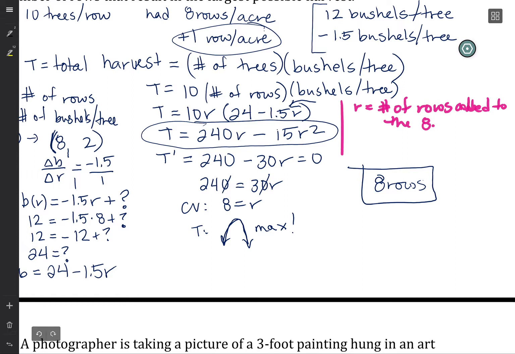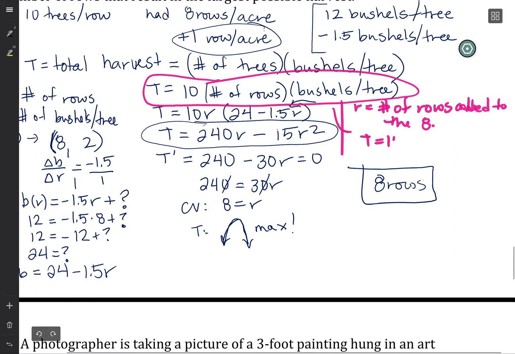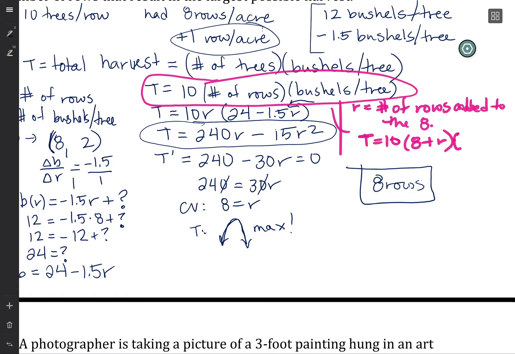And while you have to remember to define that way, it does make a really nice formula. So if we go back to this T formula that we had right here, and we say, okay, so T is 10 trees per row times number of rows. Okay, well, we started with 8 and we're adding our rows. So that becomes still not terribly hard. It was easy before, still pretty easy. The part that I think gets maybe the most simplified here is getting that bushels per tree.